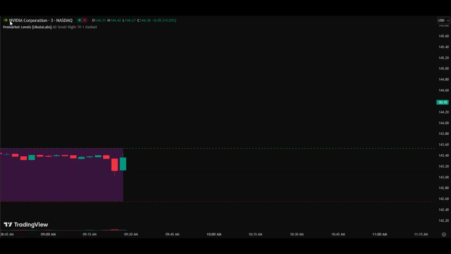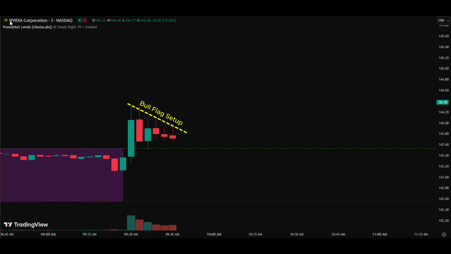This is NVIDIA on a 5-minute chart right at the market open. We'll need to wait for a few candles to form before considering any trades. The opening candle has broken above and closed decisively over the pre-market high, but we'll need additional confirmation before considering a trade. The market is consolidating while holding above the pre-market highs, exactly the kind of price action we're looking for.